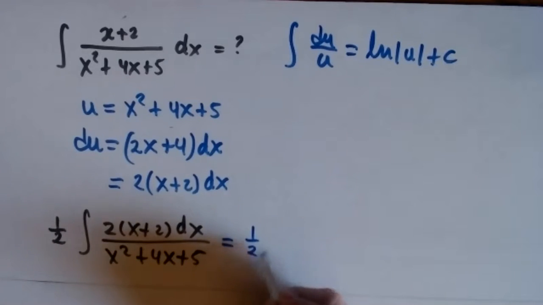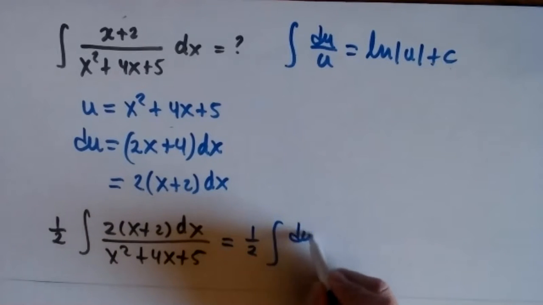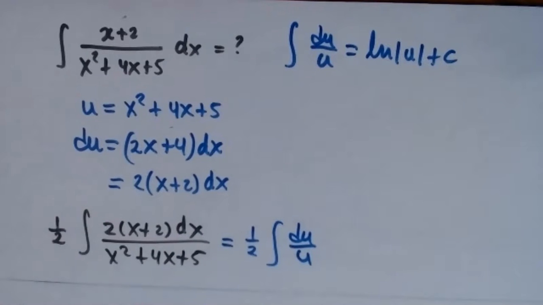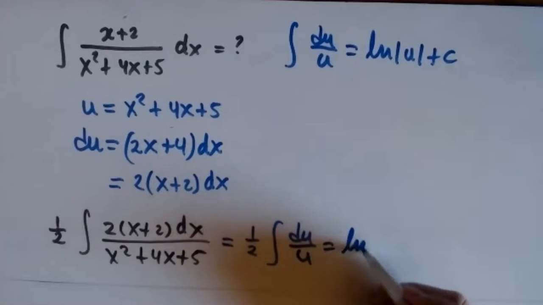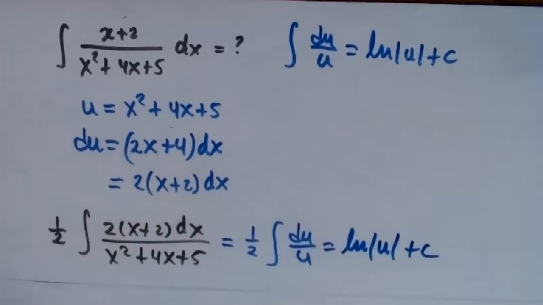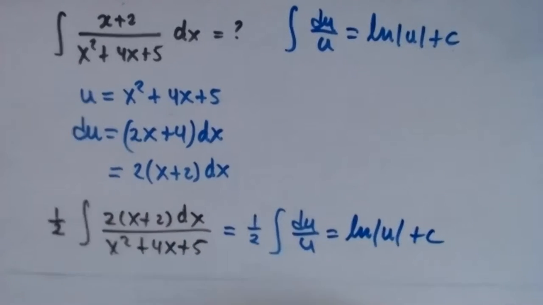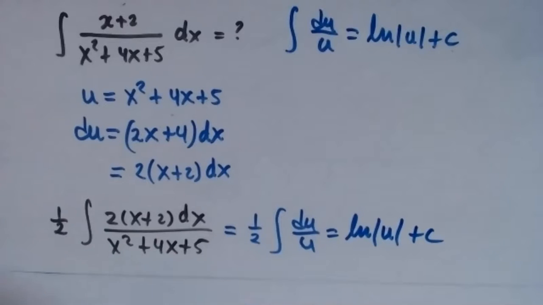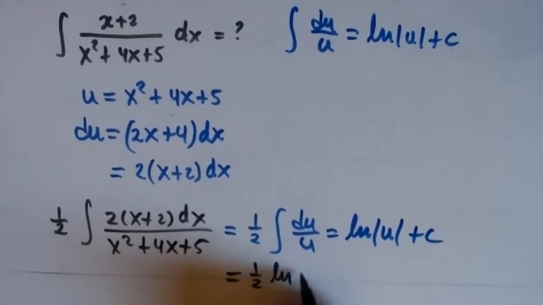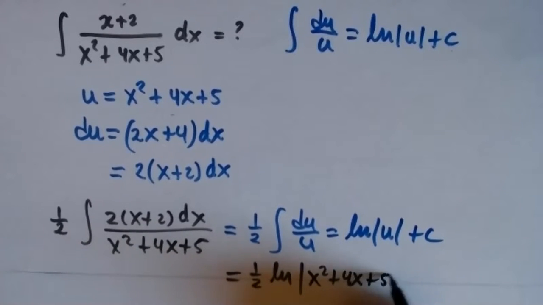So this is 1 half integral du over u. Once I was able to change this into this, I know the solution: plus C. And the last part is only to put back the value of u. This is 1 half ln absolute value of x squared plus 4x plus 5, plus C.